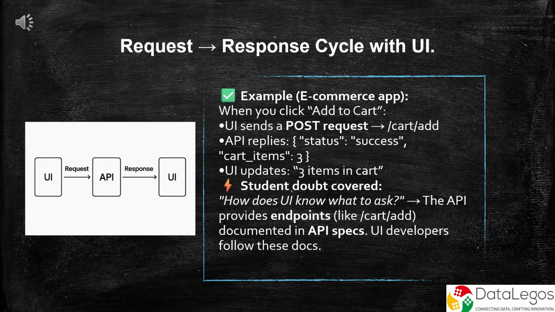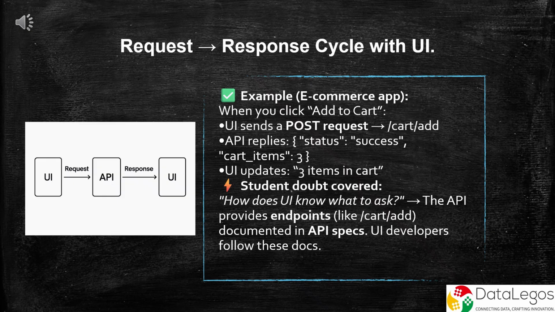In an e-commerce app, when you click Add to Cart, the UI sends a POST request to an API endpoint like /cart/add. The API then replies with a response, perhaps status: success, cart_items: 3. The UI reads this and updates the display to show 3 items in cart.